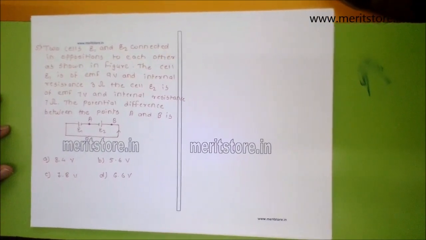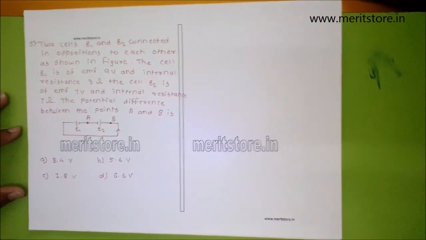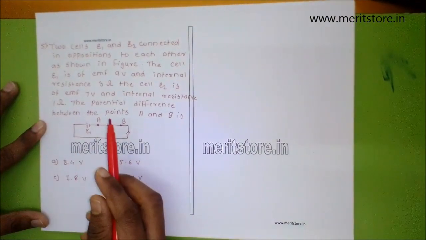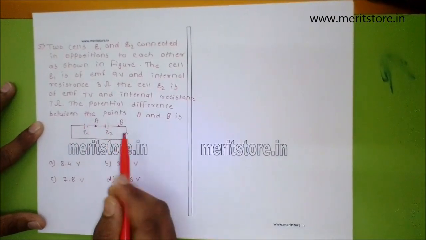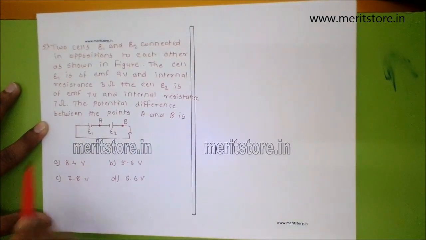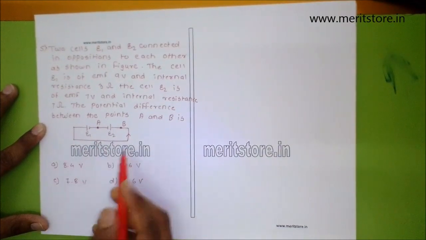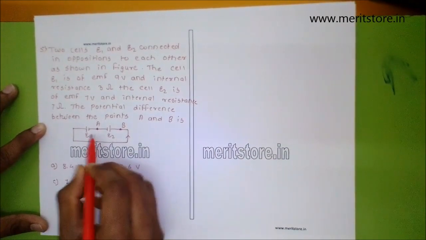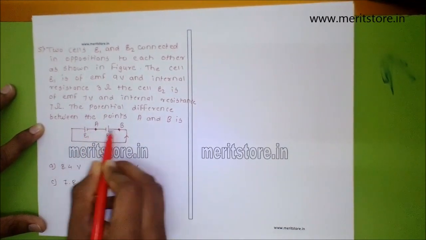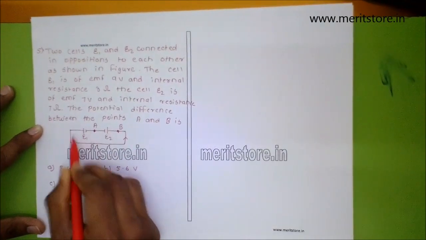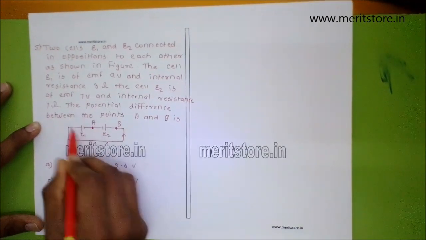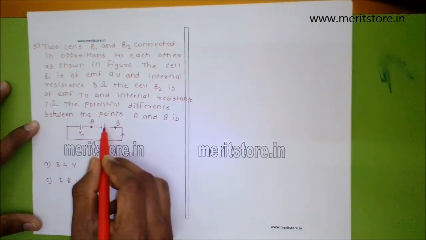Two cells epsilon 1 and epsilon 2 are connected in opposition to each other as shown in the figure. The cell epsilon 1 has EMF 9 volts and internal resistance 3 ohms. The cell epsilon 2 has EMF 7 volts and internal resistance 7 ohms. The potential difference between the points A and B is? In this sum we need to find the potential difference between these 2 points, and there are only 2 elements in the sum, cell number 1 and cell number 2. So even if we find the potential difference across this cell, we get the same as the potential difference across this cell.